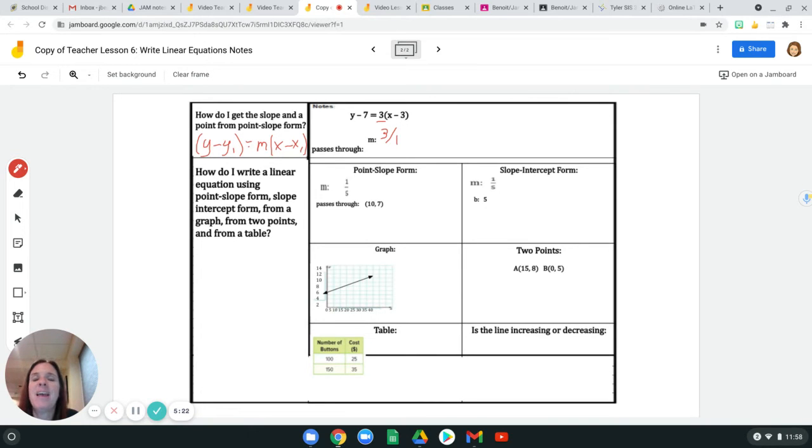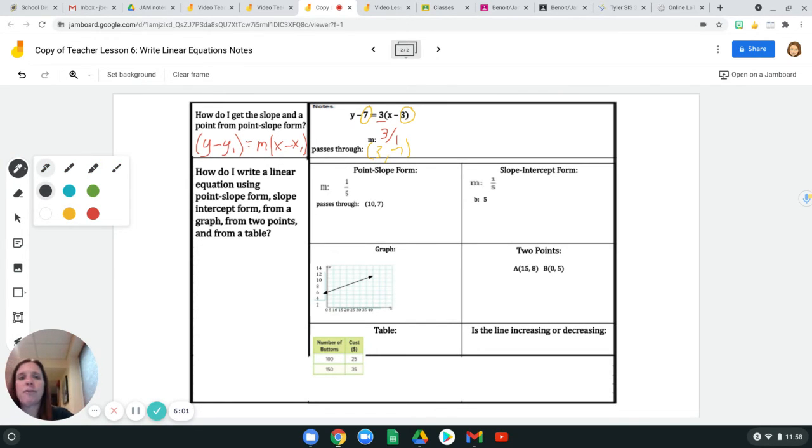Okay? And then the point that it passes through, let me grab a different color here. I have my x1 and my y1. I've circled those. So positive 3, positive 7. Now again, some of you might be saying, Mrs. Benoit, it's a negative 3 and a negative 7. But remember, when you substitute them in, you're substituting them in with the subtraction in there. So when you pull them out, they're basically their opposite. It looks like a negative 3 in there, it's a positive 3. It looks like a negative 7, it's a positive 7. Just take the opposite, okay?